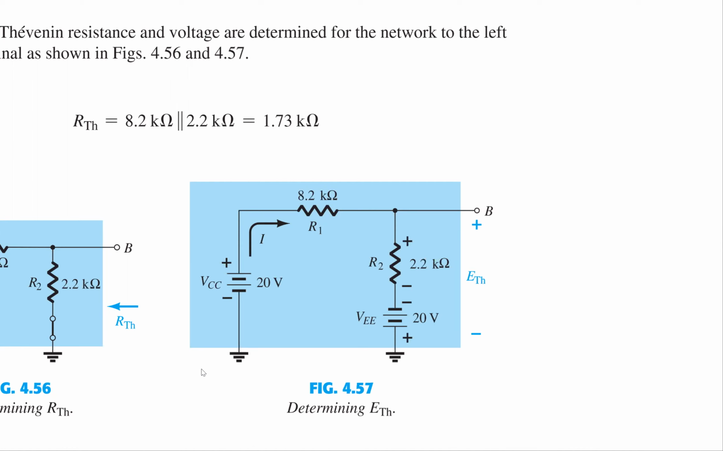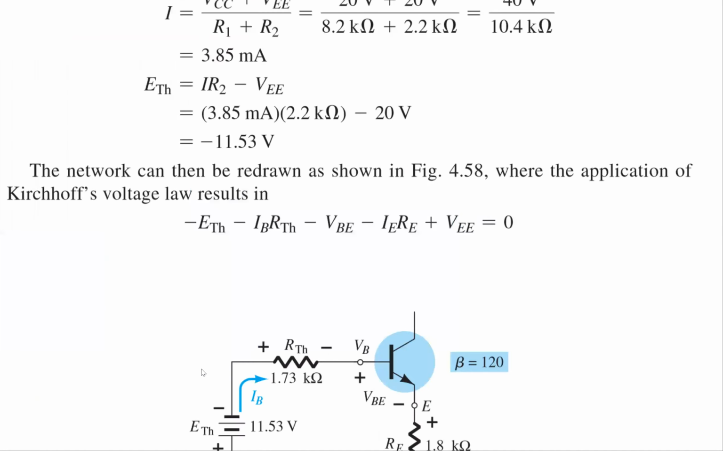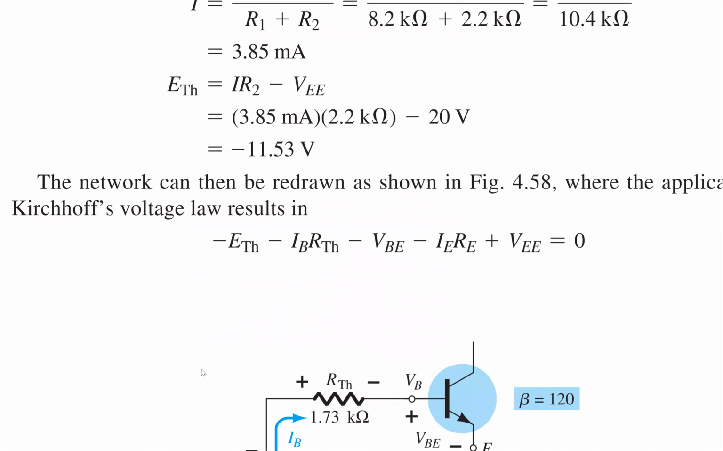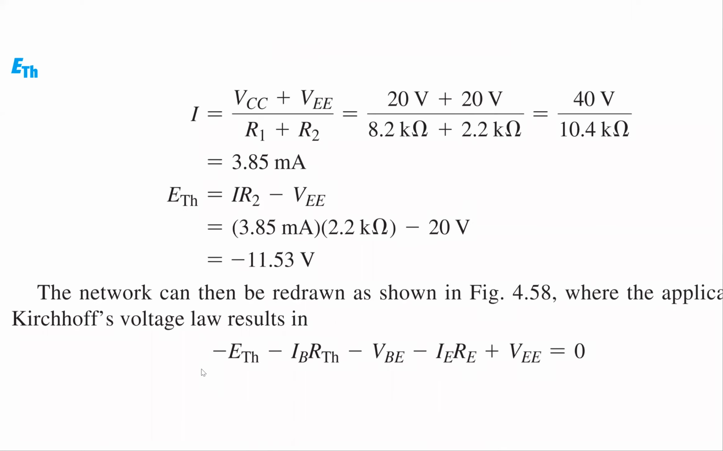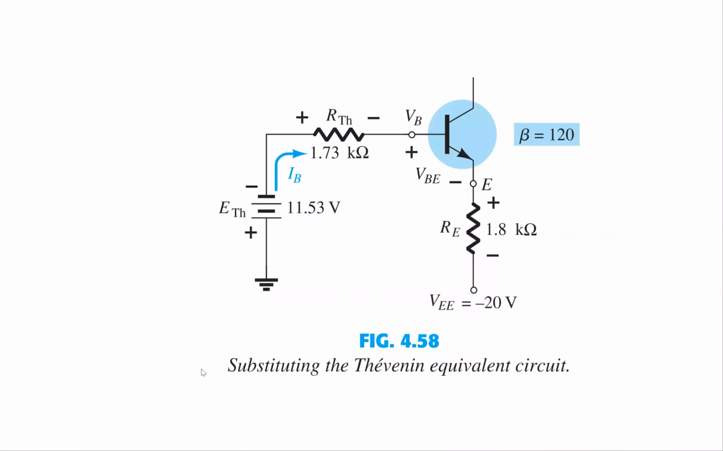So if we now go to the circuit and see the value of ETH, ETH is equal to I into R2 minus VEE. I is taken from the equation, I is equal to VCC plus VEE divided by R1 plus R2. Therefore, the ETH we have figured out is minus 11.53 volts. The rest of the thing is the same. You just put the values back in the circuit and the rest is the same. Are you with me?